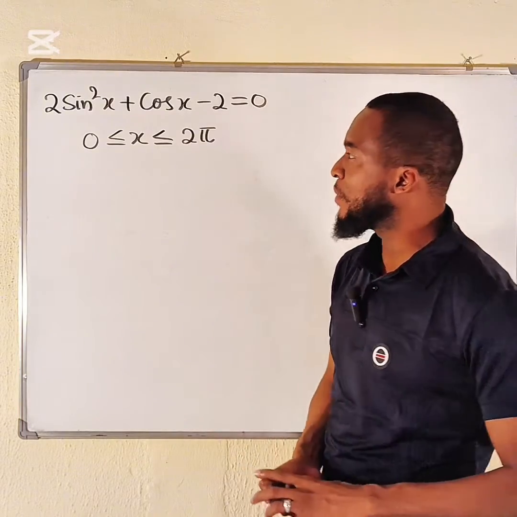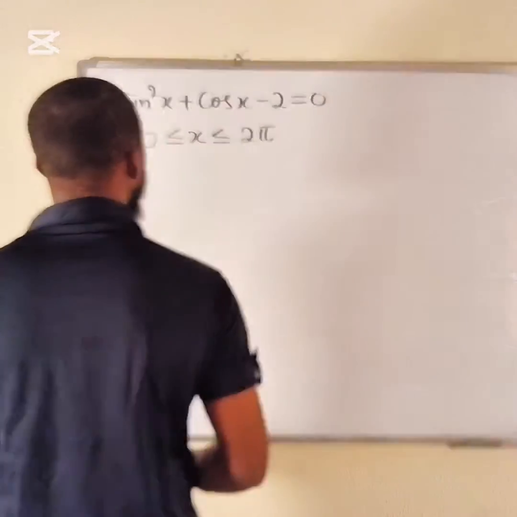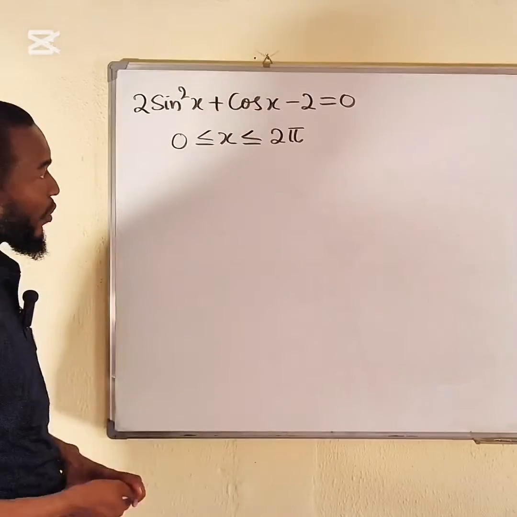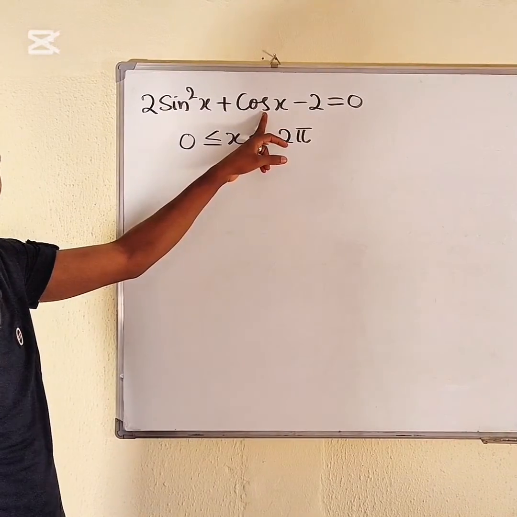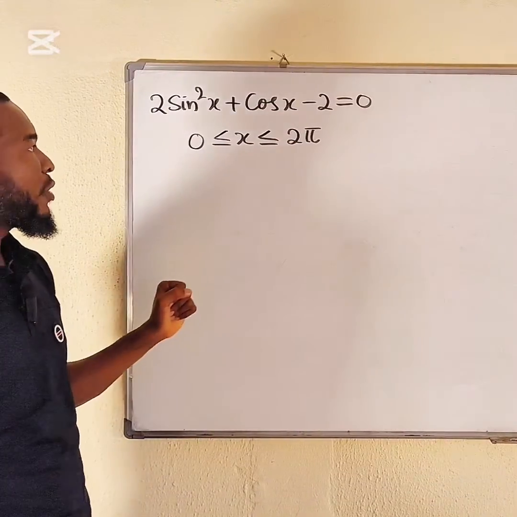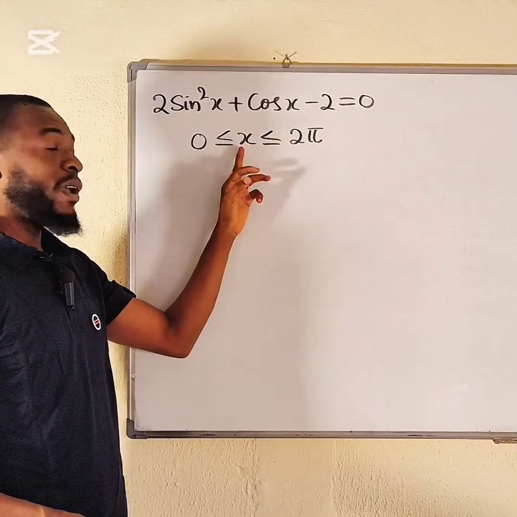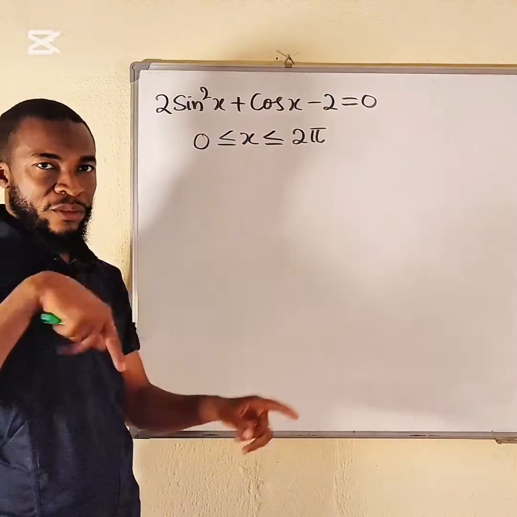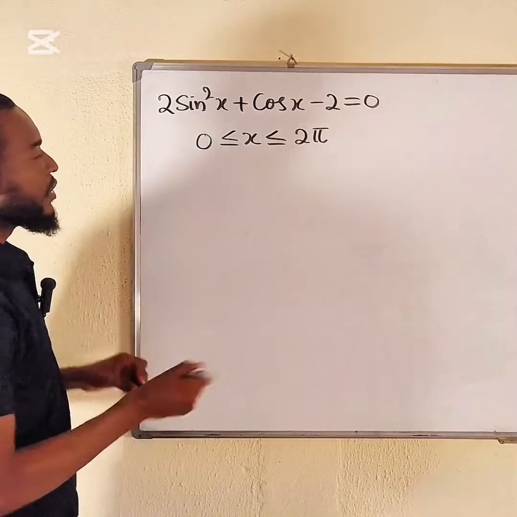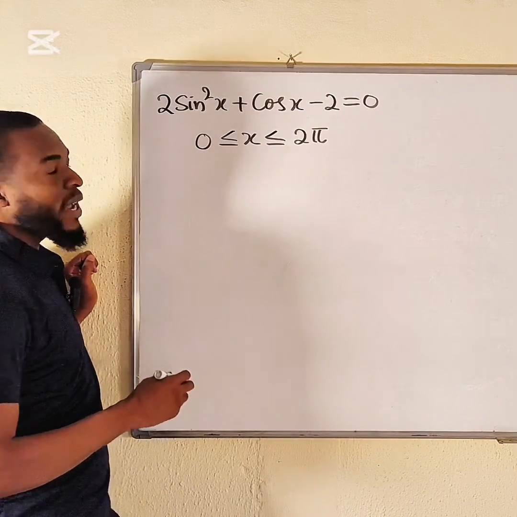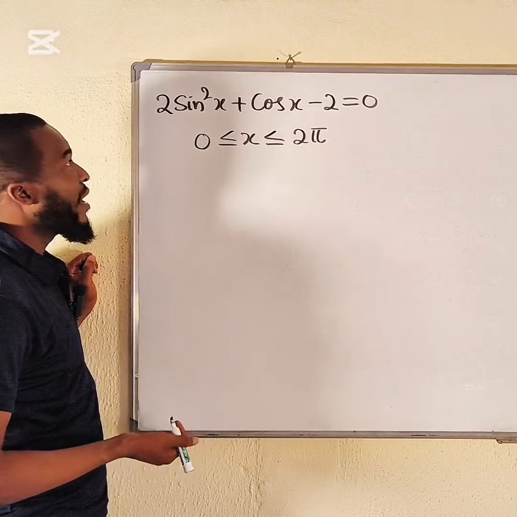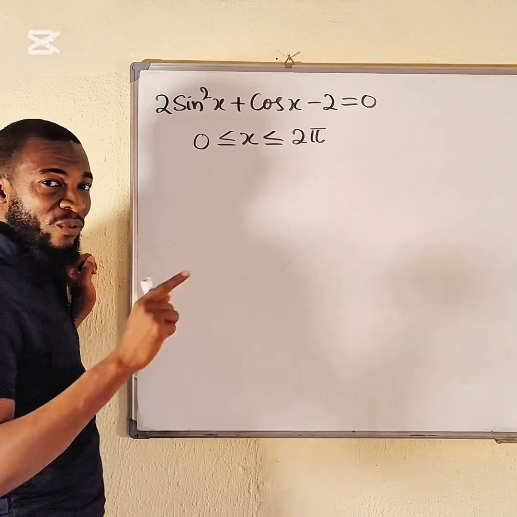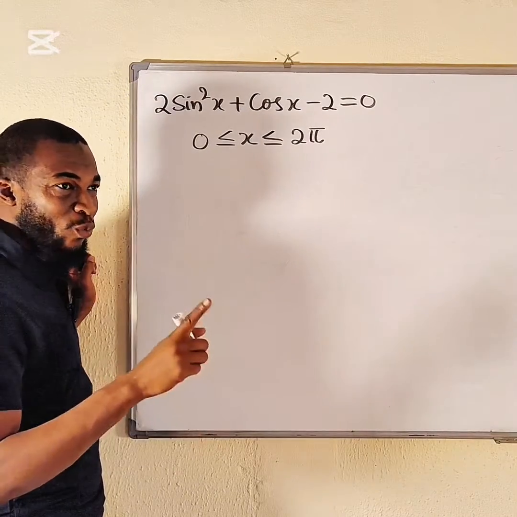Let's get started. I would like to transform sine squared x in terms of cosine squared x because we have another cosine squared x. But remember, we are looking for the value of x from 0 to 2 pi, just a complete cycle. So I know that 1 minus cosine squared x is the same thing as sine squared x because sine squared x plus cosine squared x equals 1.